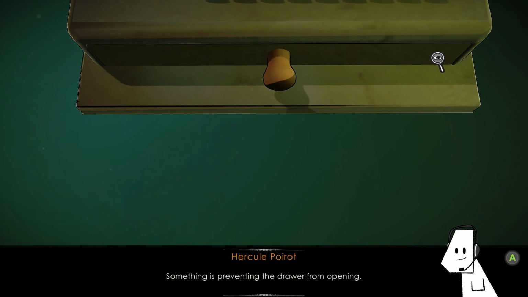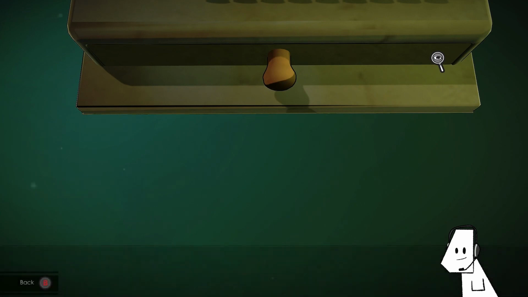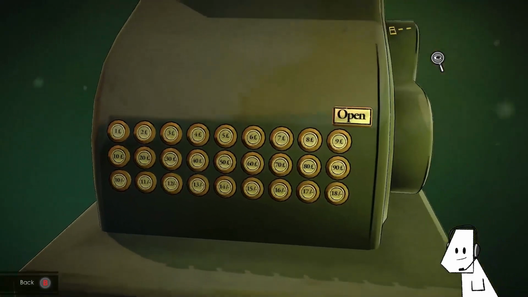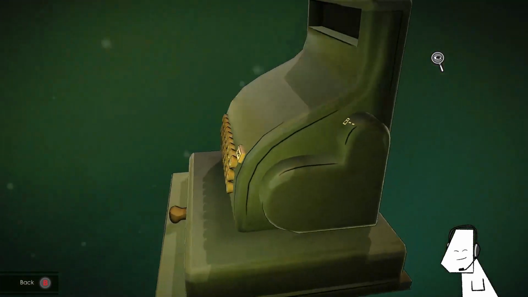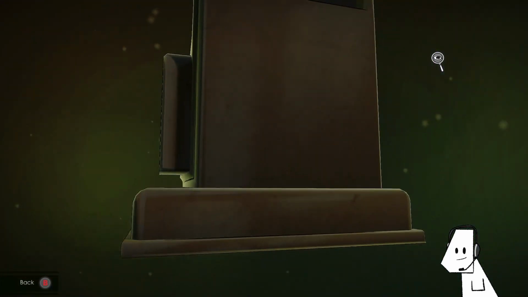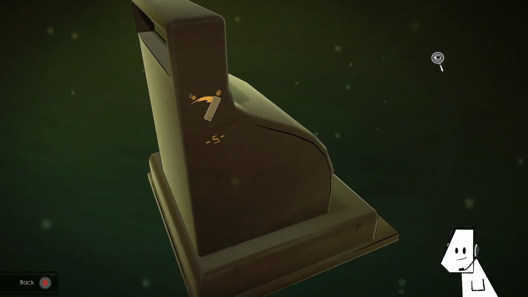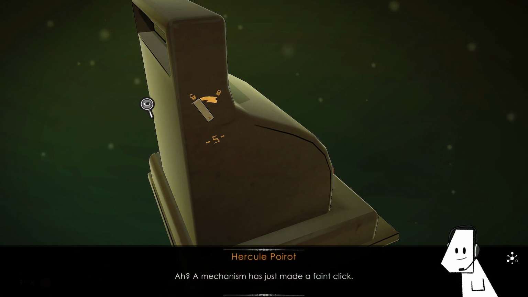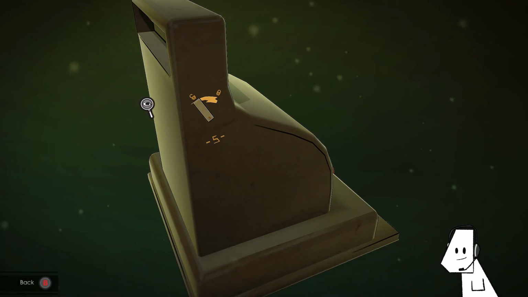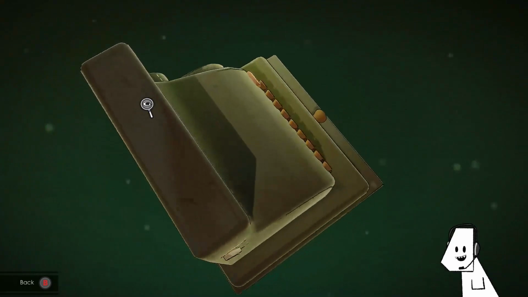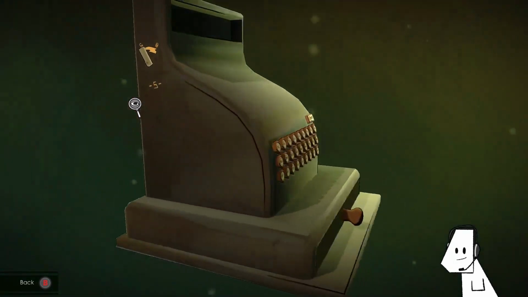I don't know. Can we just click the open? Something is preventing the drawer from opening. Okay, which means we need to... Can we not look at the bottom? Oh. Ah, a mechanism has just made a faint click. Ooh, a faint click. Very nice. Okay, so now we need to do what we just did before.